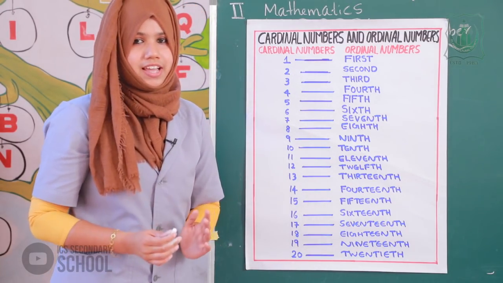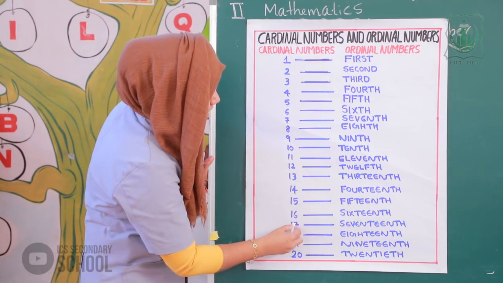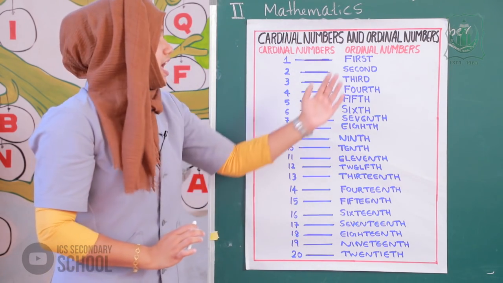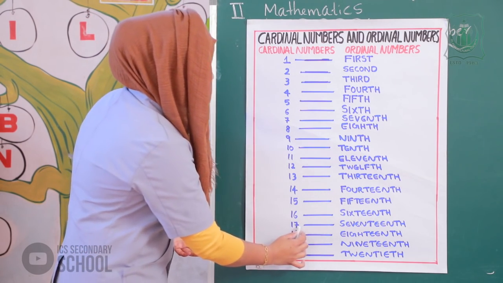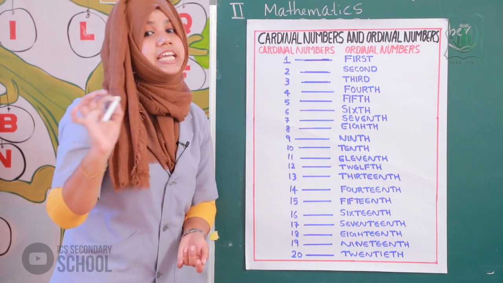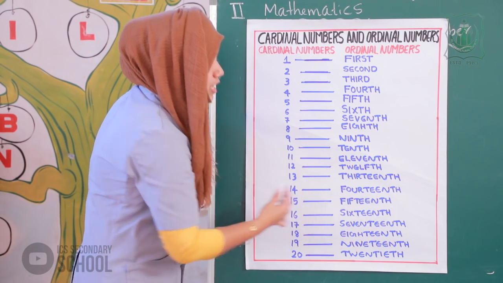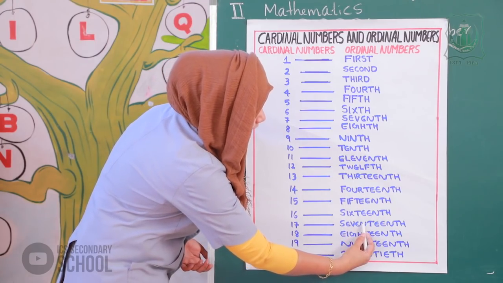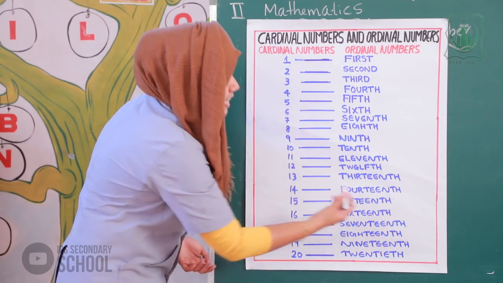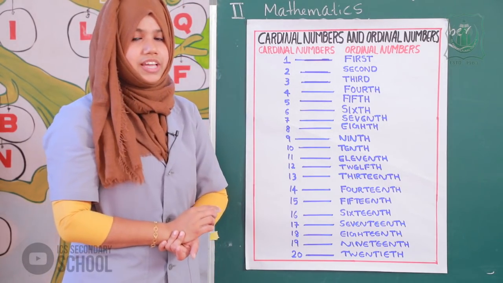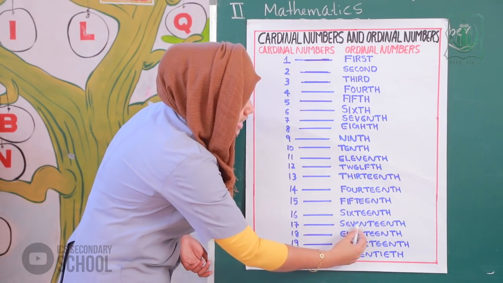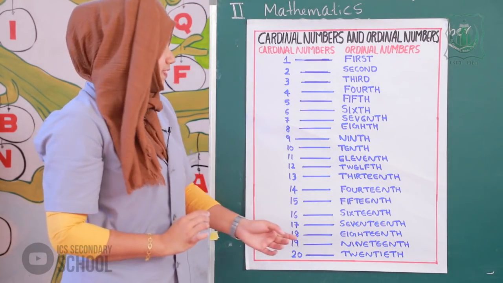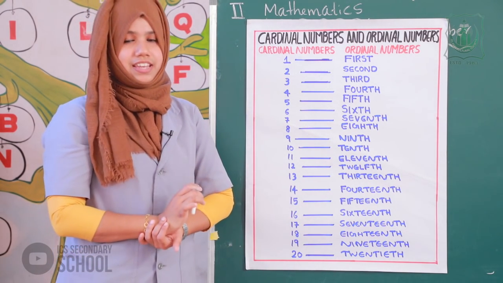S-I-X-T-E-E-N-T-H. Okay. You understood? Next is 17. The cardinal number is 17. And what is the ordinal number? 17th. Okay. What is the spelling of 17th? S-E-V-E-N-T-E-E-N-T-H. That is the spelling of 17th.